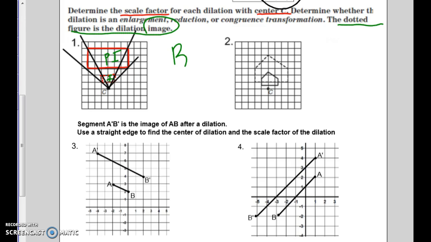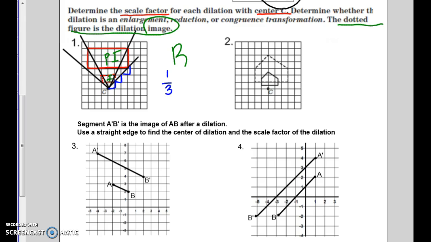Well, here's what I would do. I would say, okay, to get from C, I would go over 1 and up 1, right? Here I would go over 1 and up 1, that would be 2. Here I would go over 1 and up 1, that would be 3. So if it were getting bigger, it would be 3 times bigger, but it's really getting smaller, so it would be a fraction, which would be 1/3, right? 1/3.